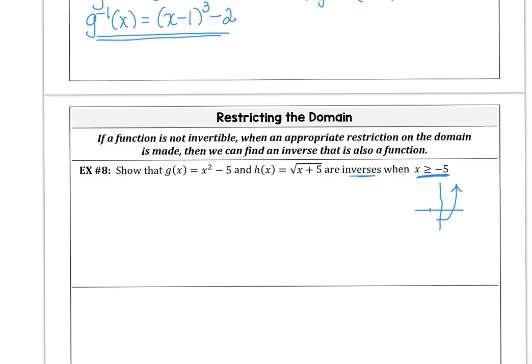So to check that they're inverses when x is greater than -5, we want to check g of h of x, which is g of the square root of x plus 5. And when you substitute the square root of x plus 5 into this term here and subtract 5, we're going to end up with x.